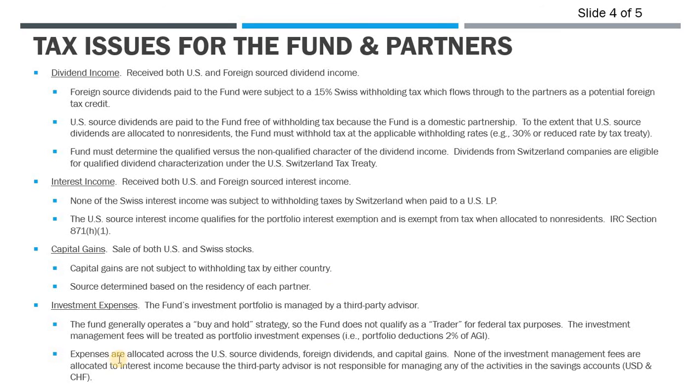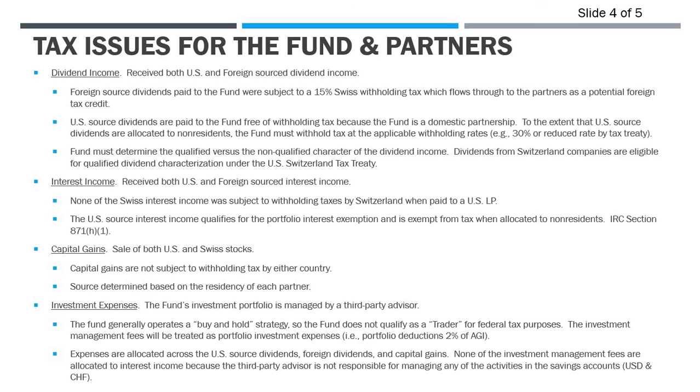Okay. Now, the expenses are being allocated across all of these dividends, foreign dividends, and capital gains income, not allocating anything to the interest because it's just like bank interest. So to the extent that the interest income is earned within the managed portfolio, we'll allocate it to that. But if it's just sitting in a bank account and not doing anything, it doesn't make sense to allocate the investment management fees to that.